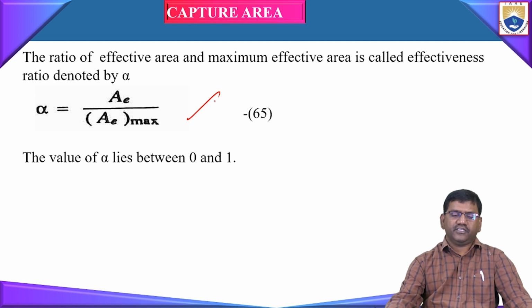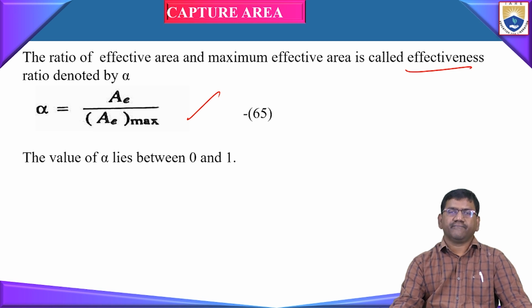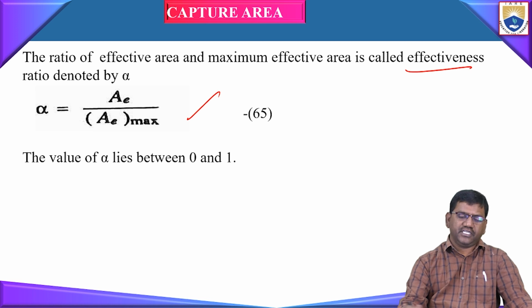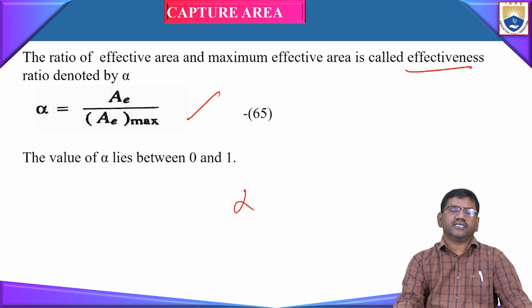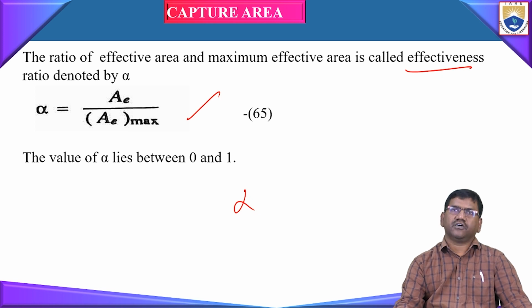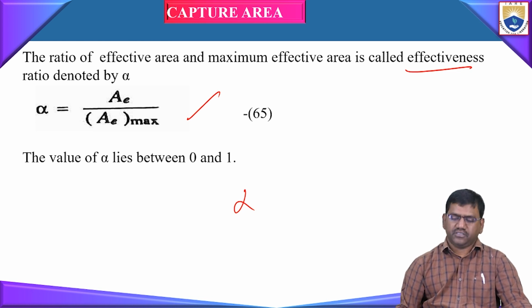The ratio of effective area to the maximum effective area is known as the effectiveness ratio, represented by the symbol alpha. So alpha is equal to AE by AE max. It is defined as the ratio of the effective area to the maximum effective area, and its value lies between 0 and 1.